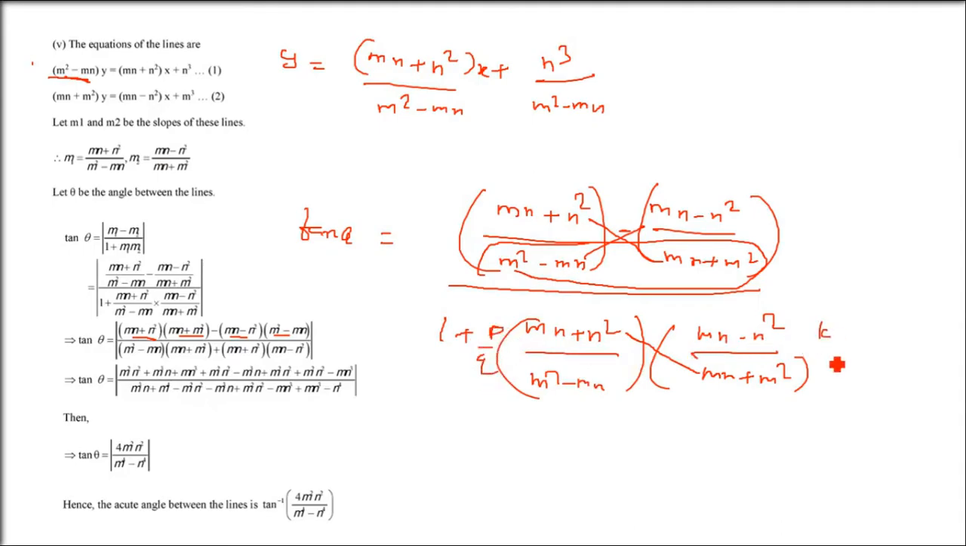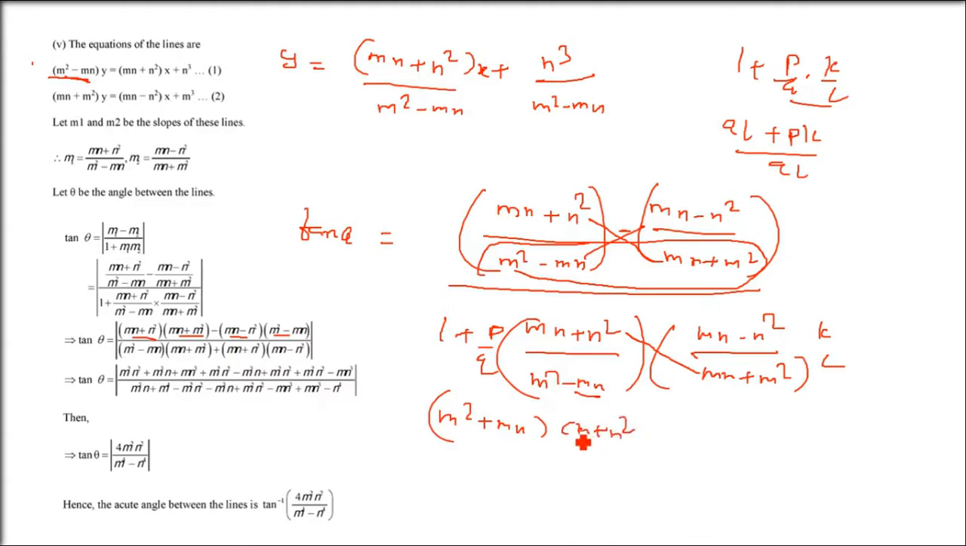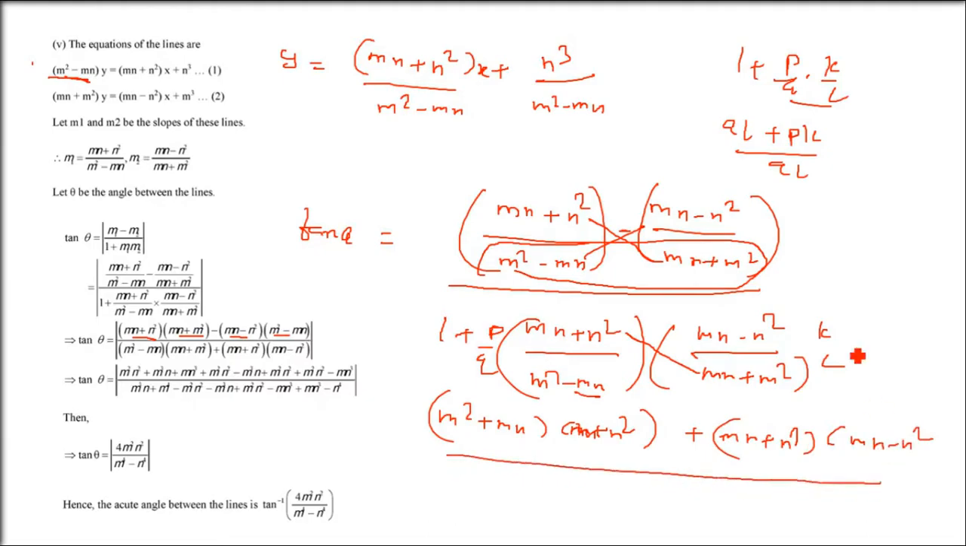So let us say that this is p by q, this is k by l. So 1 plus p by q into k by l. What are you going to get? ql plus pk by ql. And this ql is m square minus mn, and mn plus m square. This is minus mn, and this mn plus n square, and here you get plus mn plus n square, mn minus n square. The first one is m square minus mn, okay? I hope you understand this. There is a plus minus correction. Denominator you have this m square minus mn and mn plus m square.